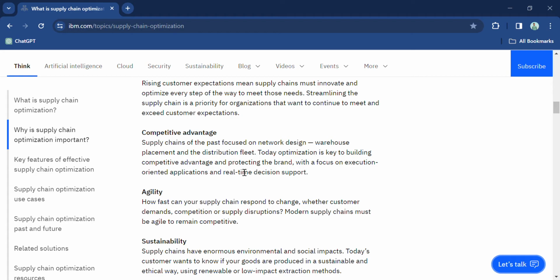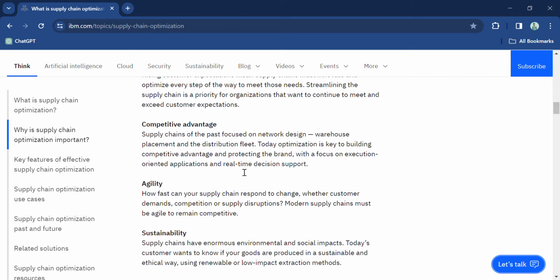Competitive advantage. Supply chains of the past focused on network design, warehouse placement, and the distribution fleet. Today, optimization is key to building competitive advantage and protecting the brand, with a focus on execution-oriented applications and real-time decision support.